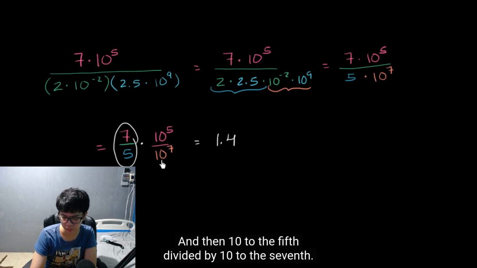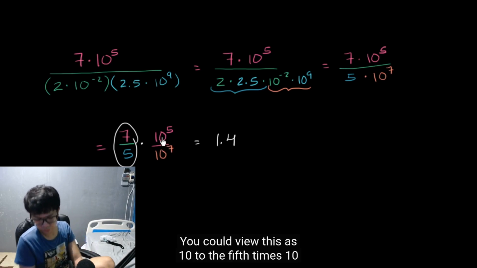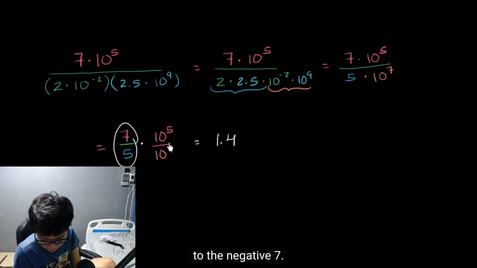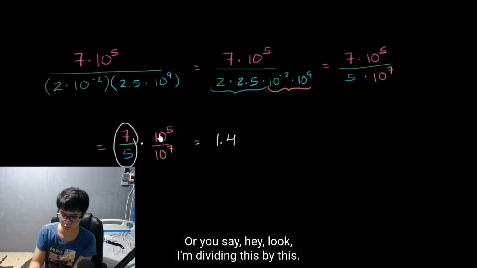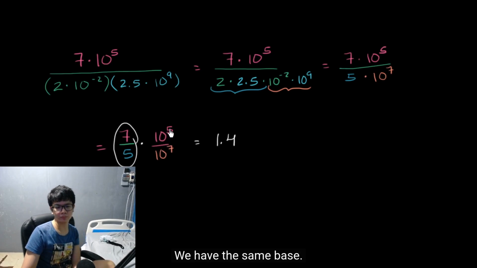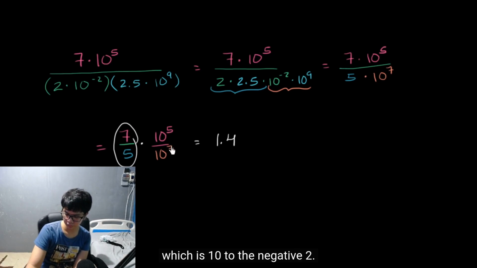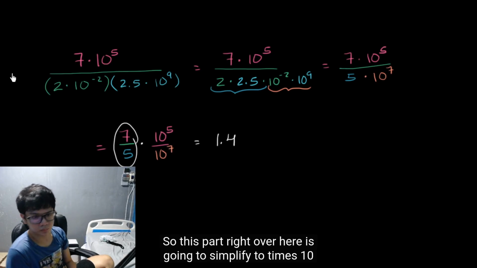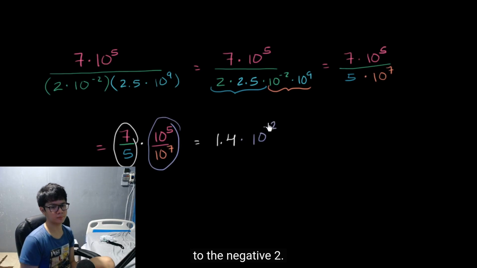And then 10 to the 5th divided by 10 to the 7th. So that's going to be the same thing as, and there's two ways to view this. You could view this as 10 to the 5th times 10 to the negative 7. You add the exponents, you get 10 to the negative 2. Or you say, hey, look, I'm dividing this by this. We have the same base. We can subtract exponents. So it's going to be 10 to the 5 minus 7, which is 10 to the negative 2. So this part right over here is going to simplify to times 10 to the negative 2.